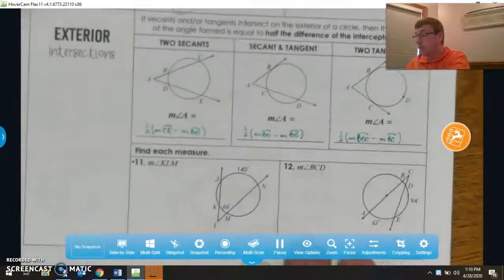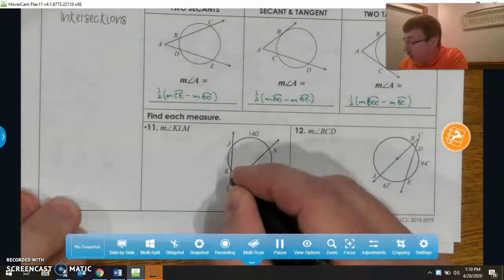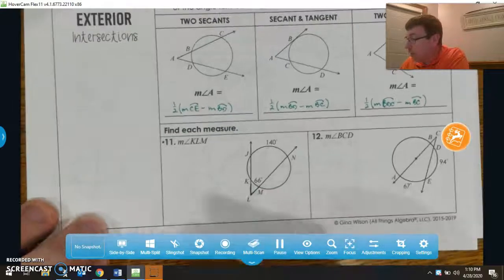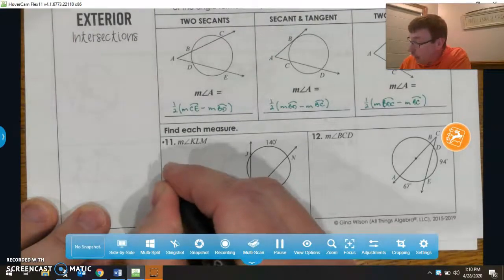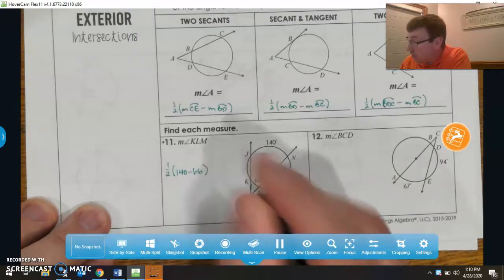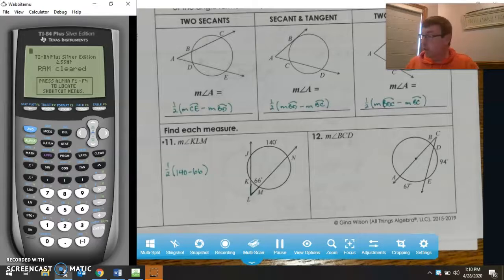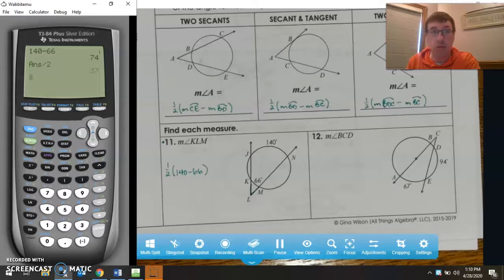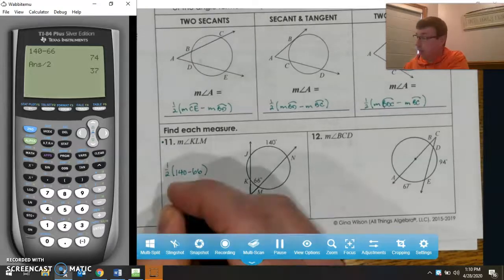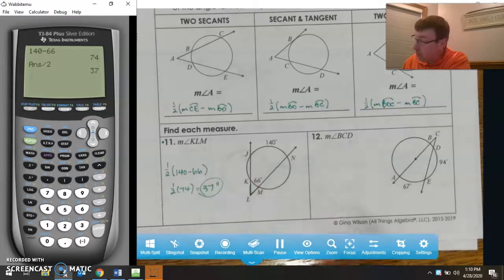Now if we take a look at number 11, we're going to look for the measure of angle KLM, which is right here. The measure of angle KLM will be 1/2 the measure of the big arc minus the measure of the small arc. So I'll take my calculator and turn it on. We're going to go 140 minus 66. Press enter, divide that by 2. The measure of the angle will be 1/2 of 74, which is 37 degrees.